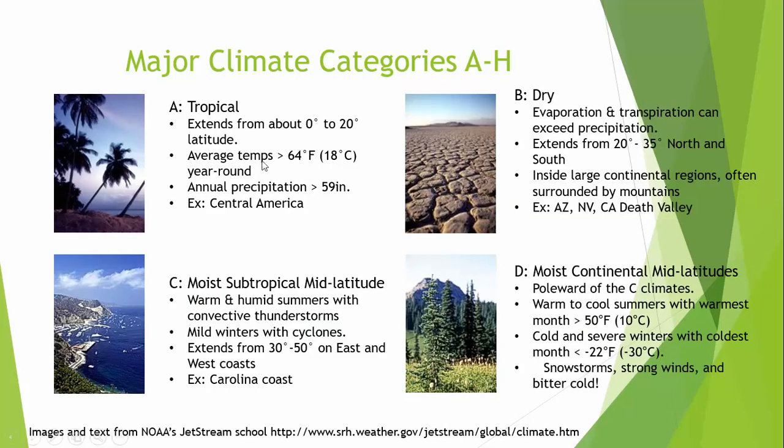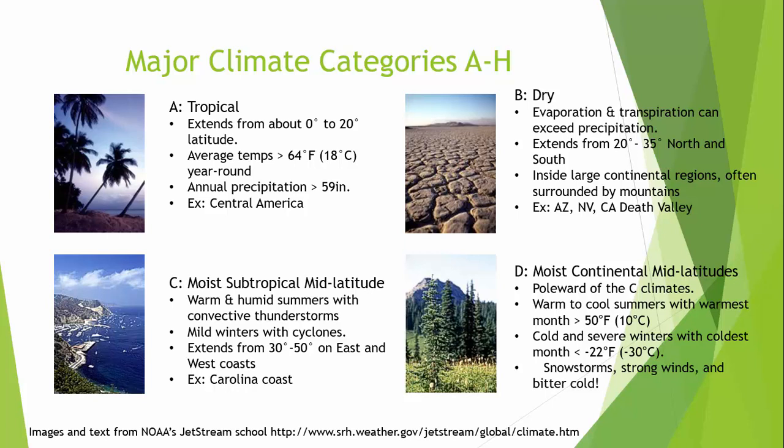So that's the trends. This is just a summary of what we saw on the map, and to describe each climate category a little more in depth. So we saw the tropics were right around the latitudes from 0 to 20 degrees north or south of the equator. They're always warm year-round, so average temperatures are more than 64 degrees Fahrenheit or 18 degrees Celsius year-round. They don't really have winter as we think of winter. And they get a lot of rain, so they tend to get more than 59 inches of rain. So some areas in the world that are considered tropical would be Central America.